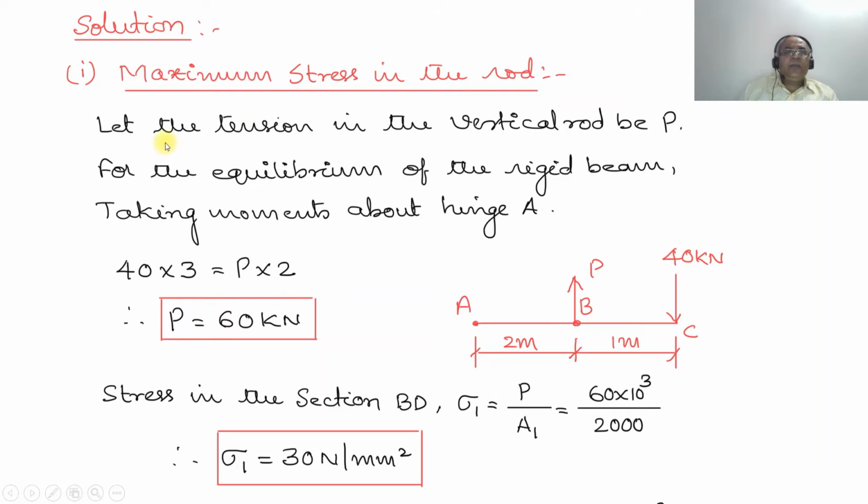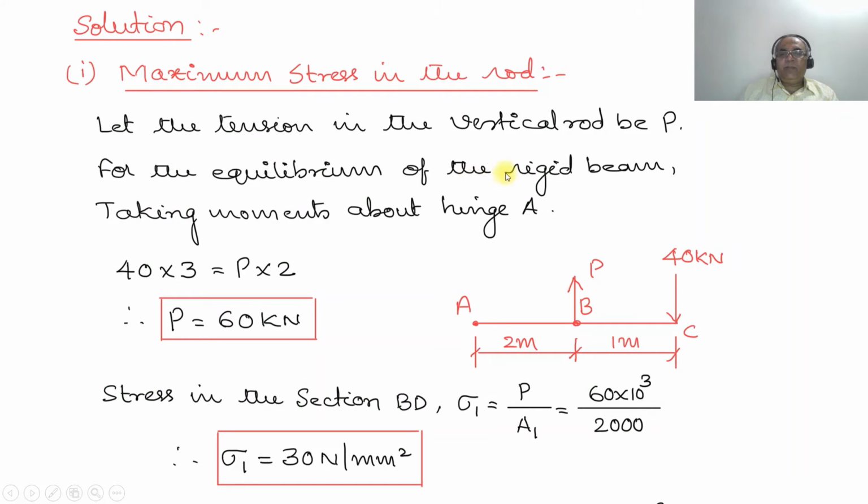So for the maximum stress in the rod, let the tension in the vertical rod be P. That is the reason why we are considering it here, since the 40 kilonewton is acting downwards and the beam acts as a cantilever, it tries to bend in the downward direction. So in order to keep the beam in the equilibrium condition, there should be a load acting in the upward direction at the point B.